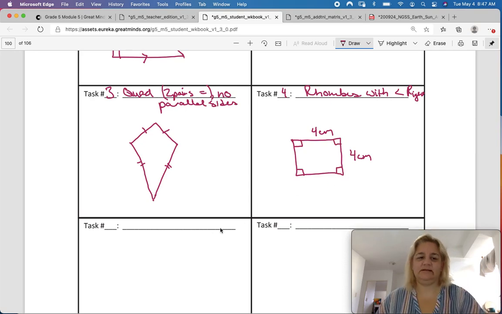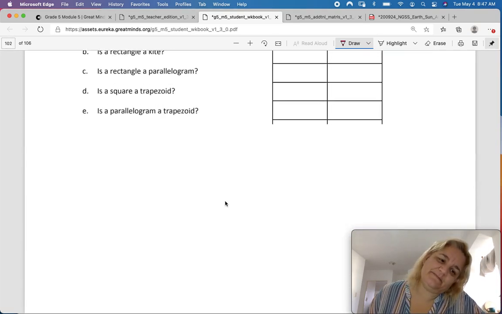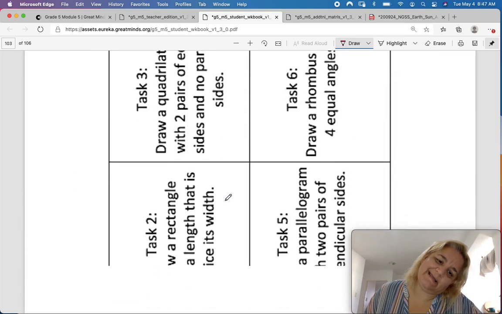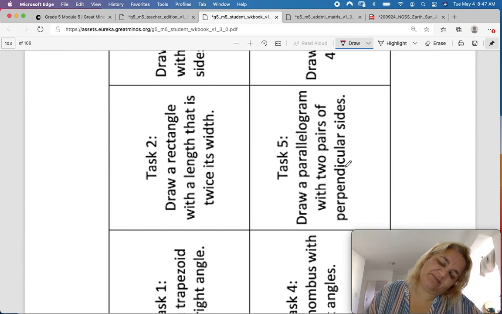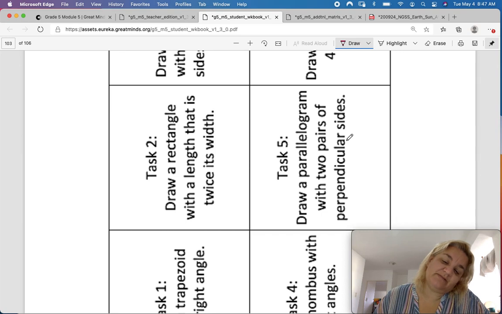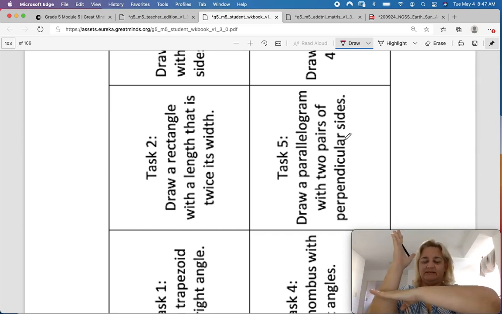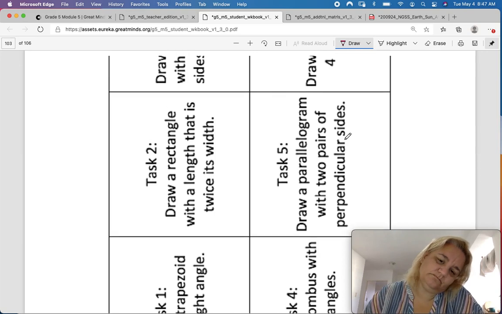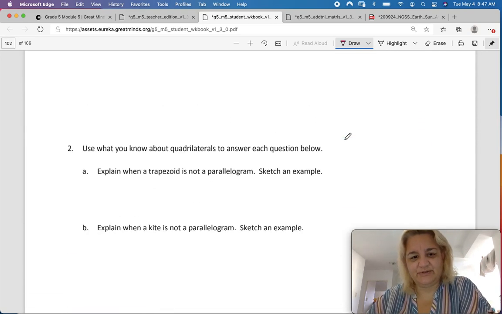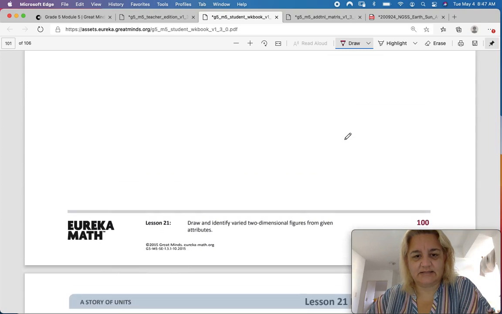Excellent. Number 5, turning my head to the side again. Draw a parallelogram with 2 pairs of perpendicular sides. So perpendicular means they go across each other, right? Parallelogram with 2 perpendicular sides.